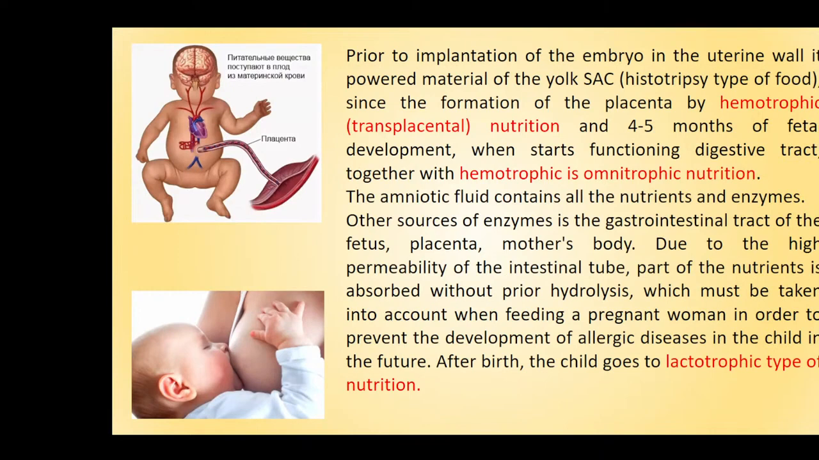Prior to implantation, the embryo in the uterine wall is powered by material of the yolk sac, histotrophic type of food, its name. Since the formation of the placenta, hemotrophic transplacental nutrition, and at 4 or 5 months of fetal development when the digestive tract starts to function, together with hemotrophic there is amniotrophic nutrition from amniotic liquid.